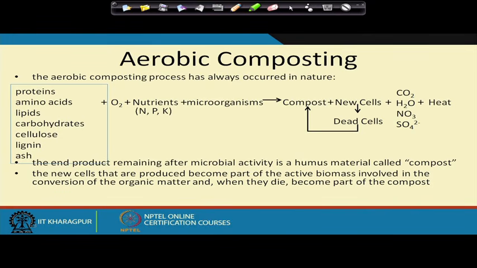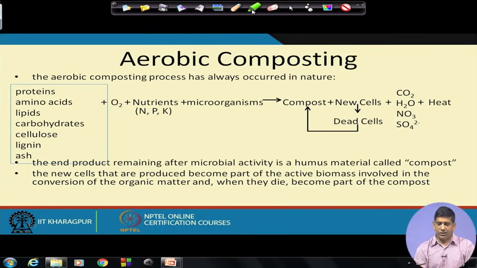In terms of biological treatment, I mentioned to you that there are essentially two, aerobic and anaerobic. In the aerobic, we call it a composting process. So, what is a composting process? In this particular slide, we will try to explain what is composting, the very basics of composting.